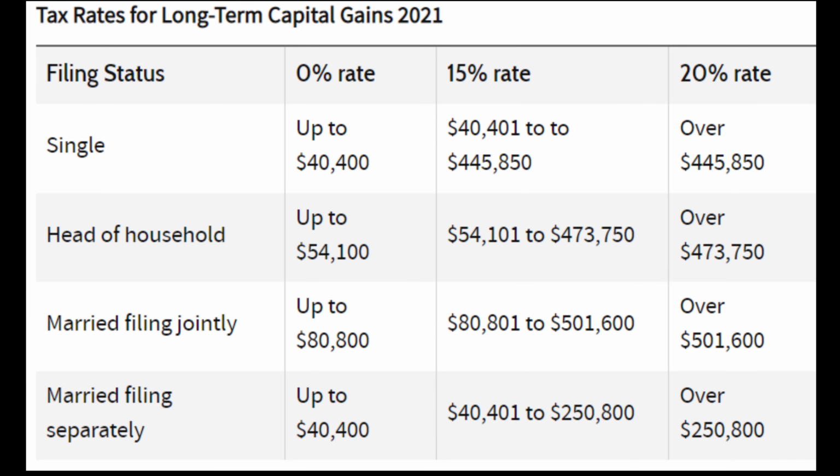Alright, so here's the long-term capital gains tax brackets. And you can see that if the dividend is qualified and you are a single making $40,400, you won't pay any tax on the dividends you receive. If you make between $40,401 and $445,850, you'll be taxed at a 15% rate. And above that, it'll be 20%.